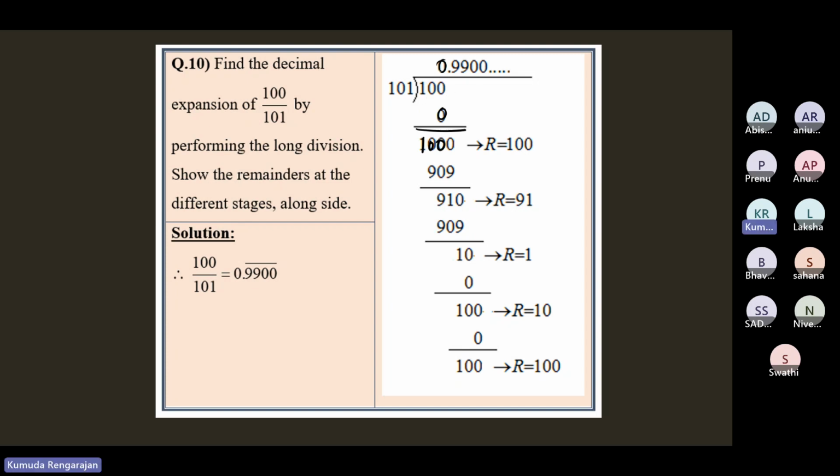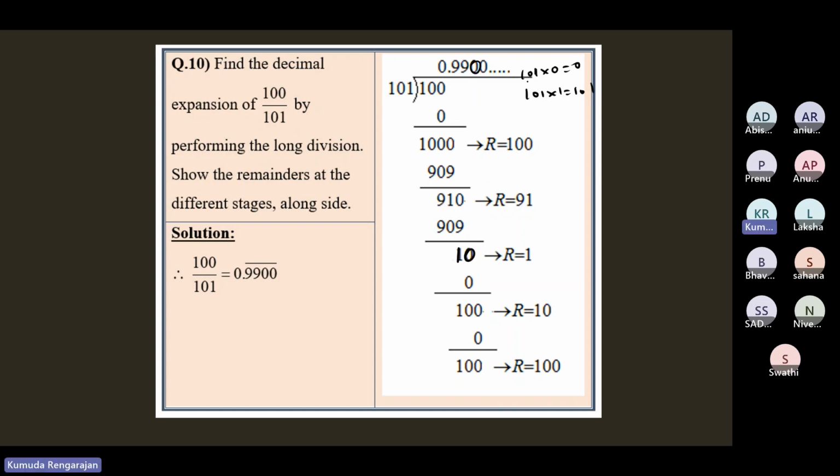Then after that you don't have any digits, so keep a point and add a 0. 9s are 909. The remainder is 91. Add a 0. Again, 9s are 909. Remainder 1. Add a 0. Now 101 into 1 is 101, or you can use 101 into 0 is 0. You can use this also.